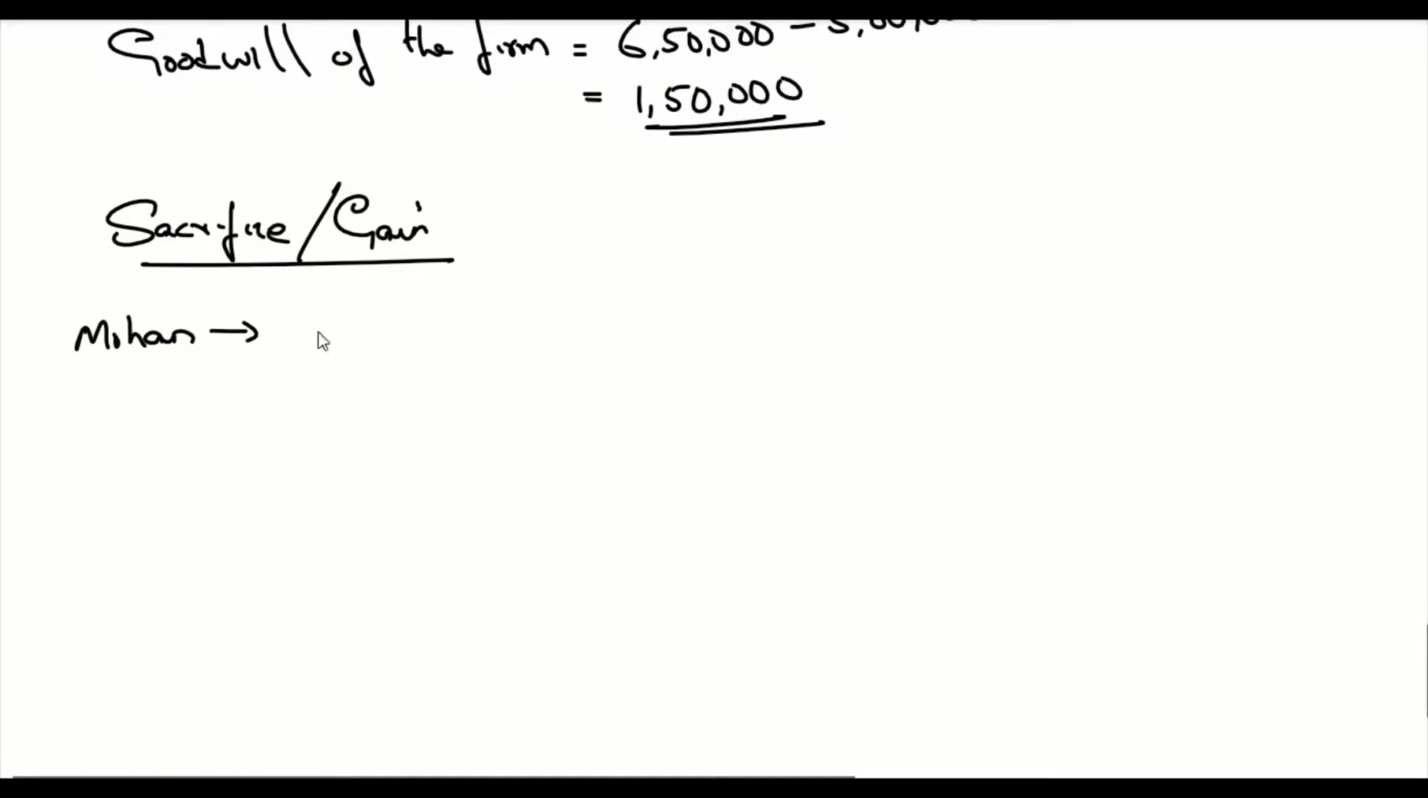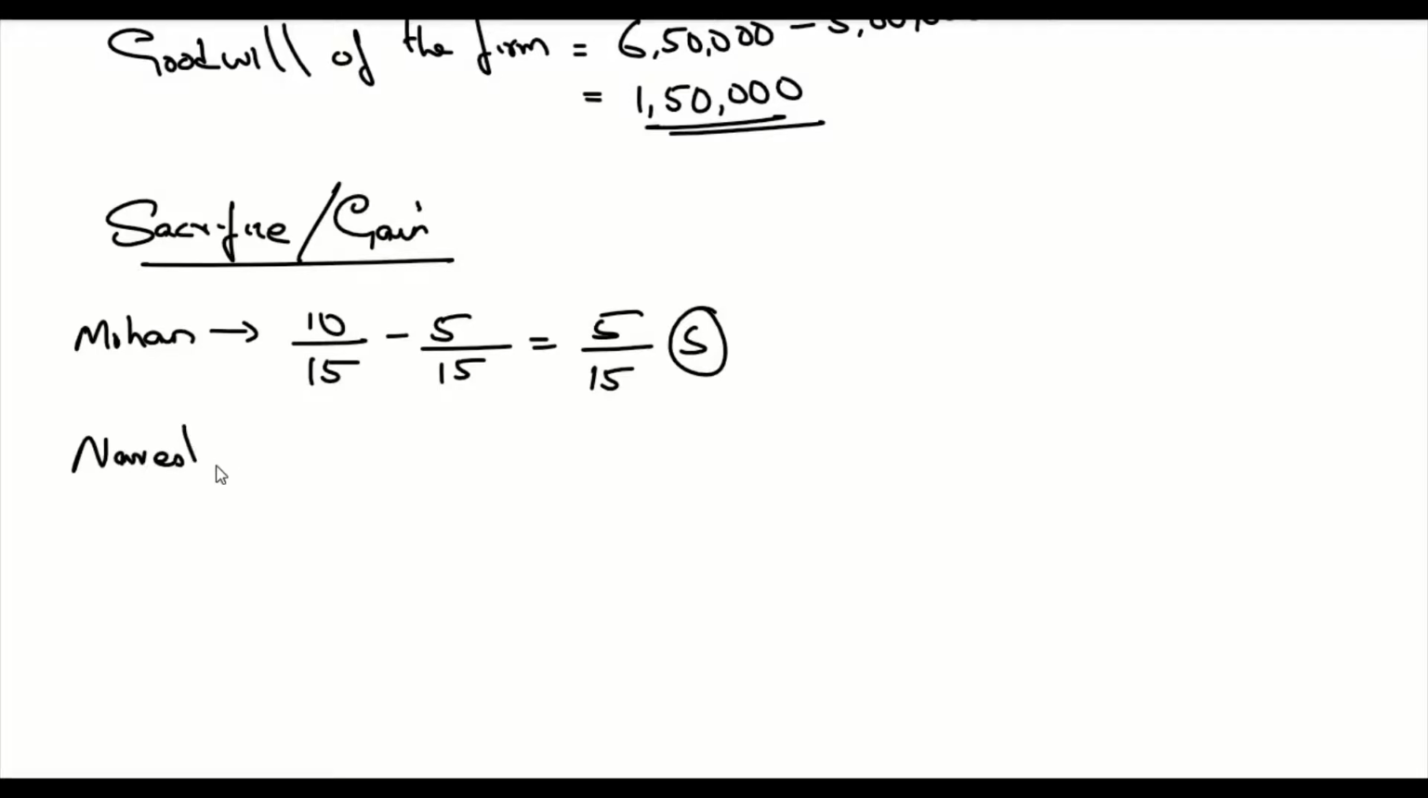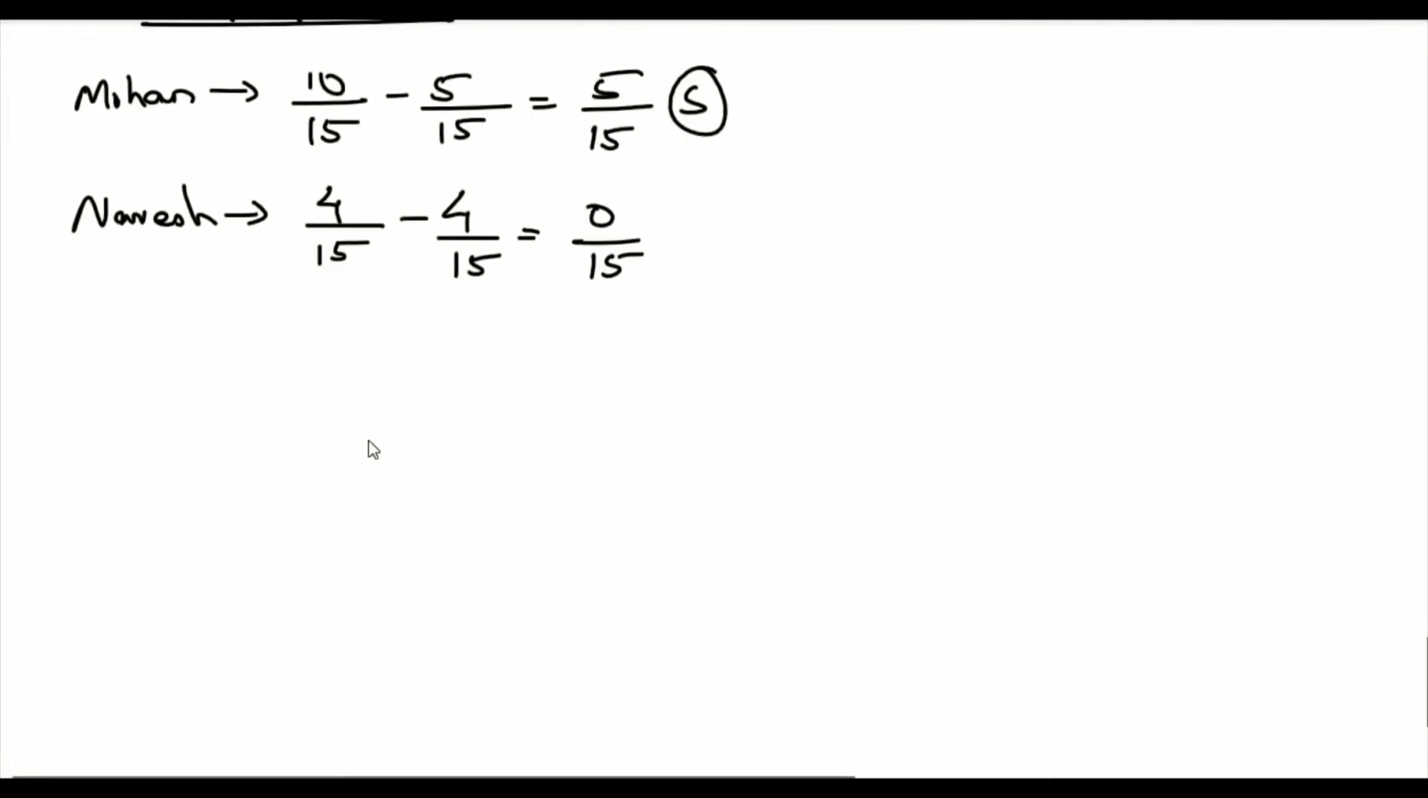So Mohan, his old share is 10 by 15 minus his new share 5 by 15 is equal to 5 by 15. So he made a sacrifice. Then we have Naresh. His old share is 4 by 15 minus his new share, which is again 4 by 15, that is equal to 0 by 15, which means he didn't make any sacrifice nor did he get any gain.